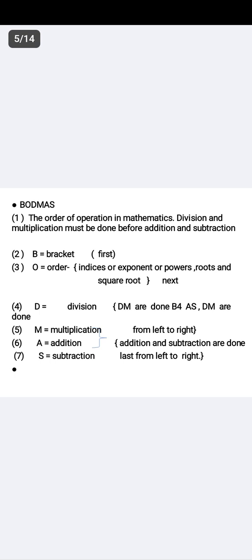Mathematics is a discipline of logic. You don't do things anyhow. If you do it anyhow, you get it wrong. So there is a sequence, there's a logic to which problems are solved when it involves multiple mathematical operations.